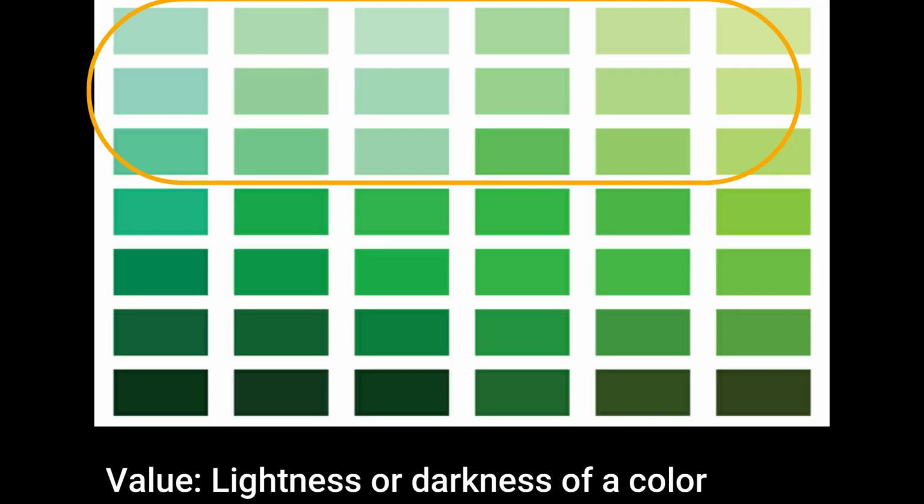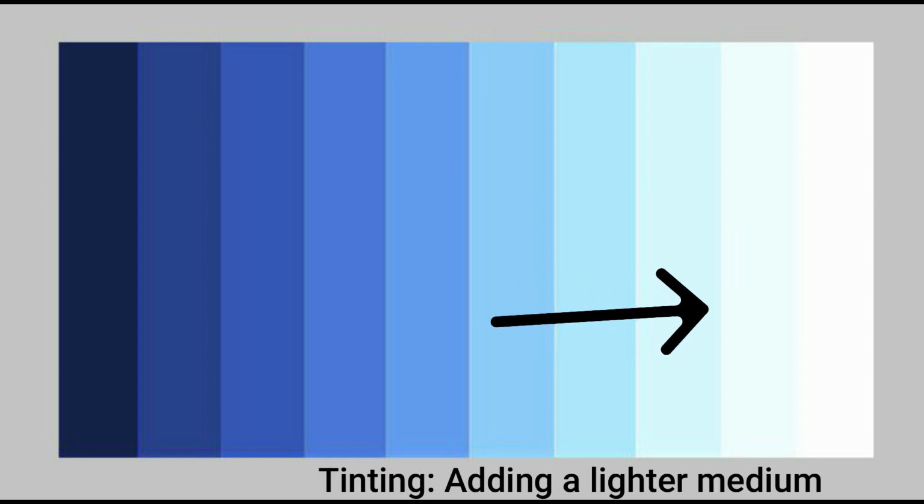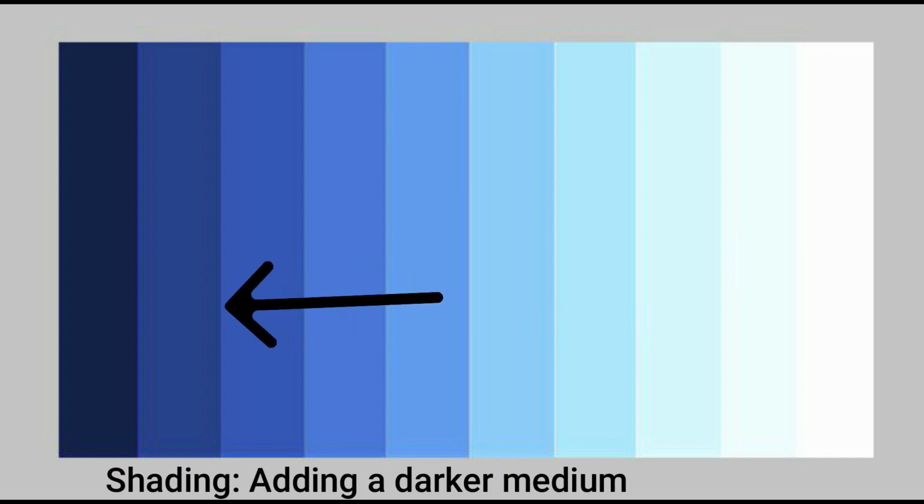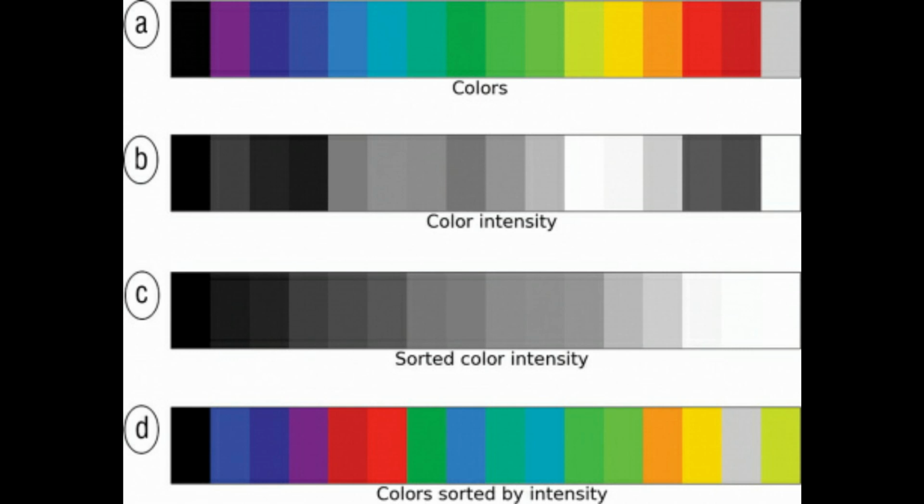Value is the lightness or darkness of a surface, and value is created by either tinting, which is adding white to a color or surface, or shading, which is adding black to a color or surface. Intensity is the degree of purity or saturation of a color, and it is changed by either the environment the color is placed in or by adding gray.